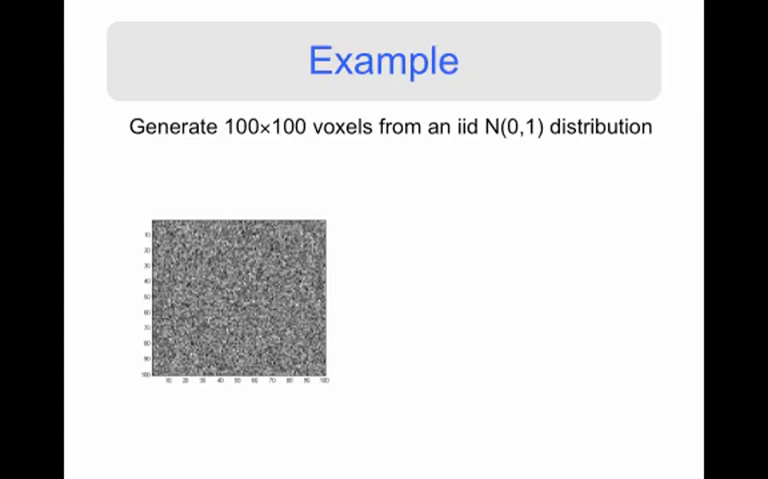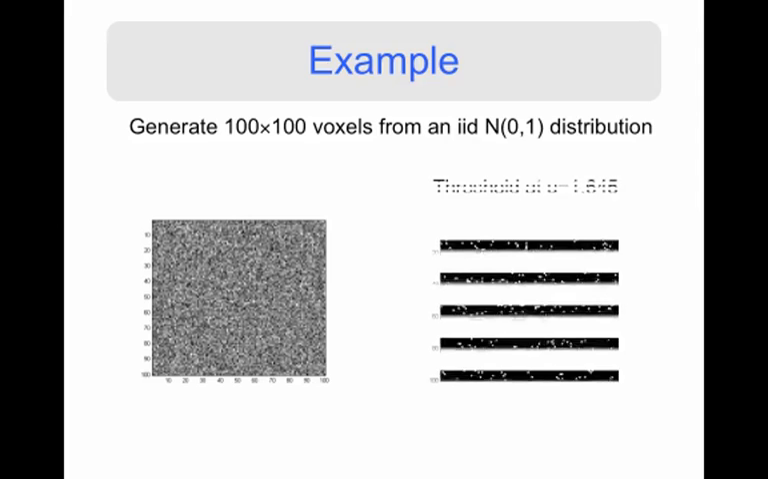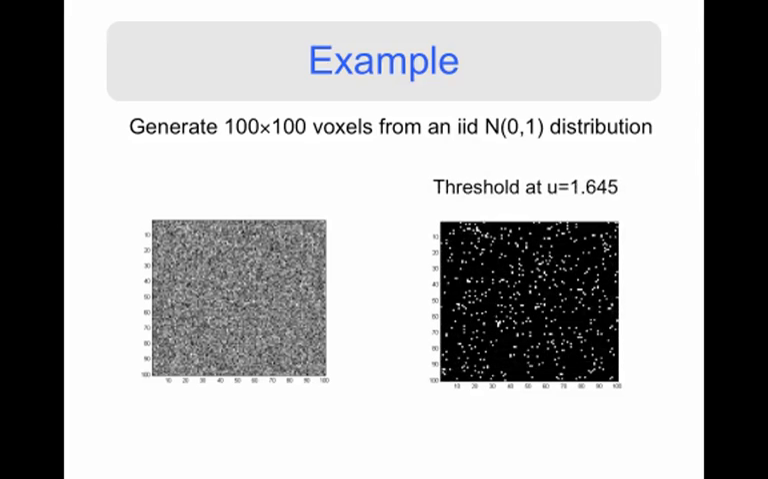Here's an example. So let's suppose that we generate 10,000 voxels. So this is a 100 by 100 image of voxels from an IID normal 0-1 distribution. So if I were to threshold it one-sided at u equal to 1.645, this would be equivalent for each individual test to an alpha value of 0.05. In this case, you'll see that significant voxels are white and non-significant are black.